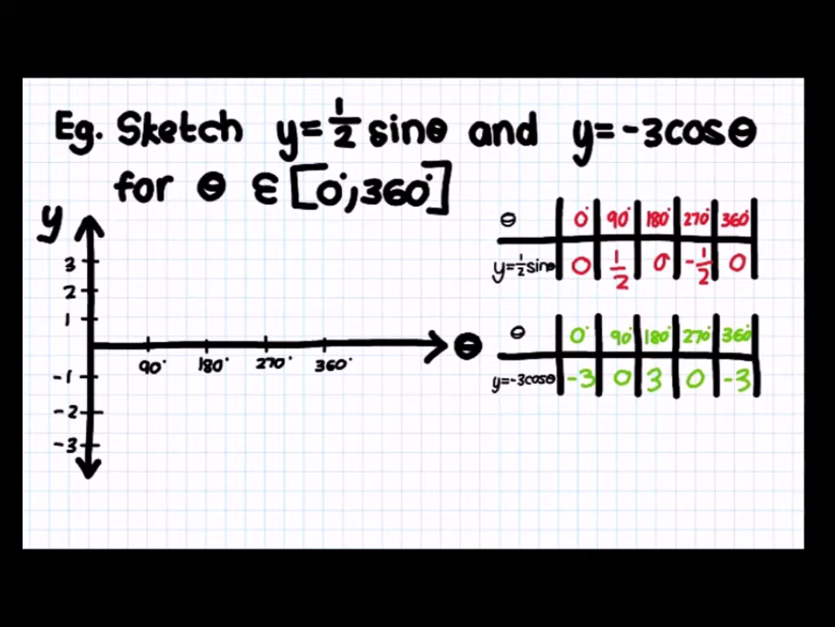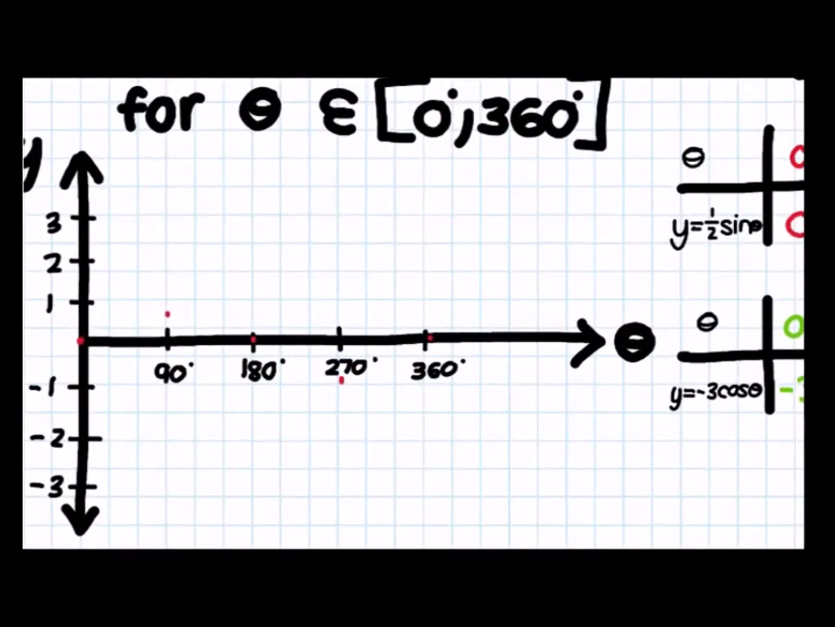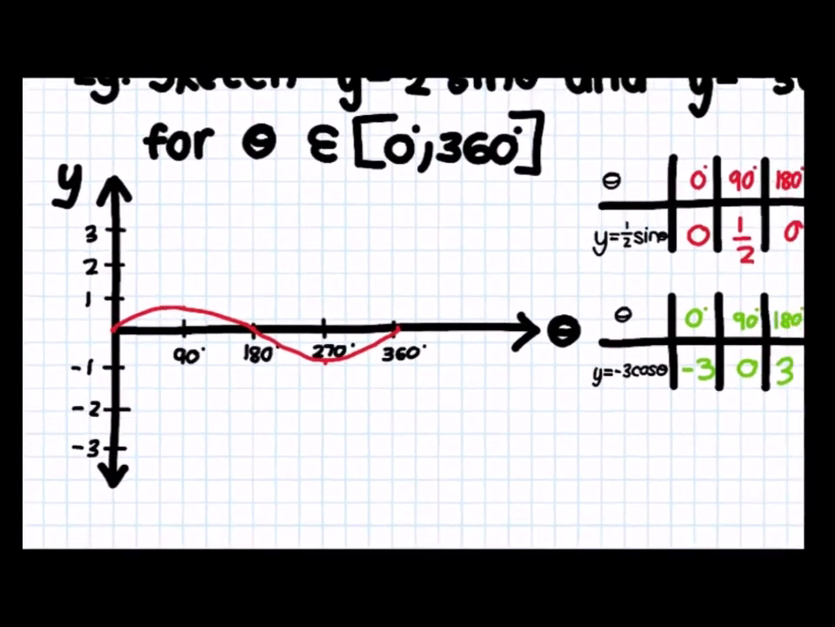What we're going to do is start plotting the points on the graph so that we can draw it. And remember, we use a smooth curve, not straight lines for these graphs. So if we look at y equals a half sine theta, we're going to plot it using red points. So we have a point at 0, then we've got one at half, so that's quite low there. At 180 degrees, we've got 0 again. At 270, we've got minus a half, so that's quite small there. And 360, we've got 0. Okay, so we draw our graph with the smooth curve. And that's the shape that we get for the sine graph.